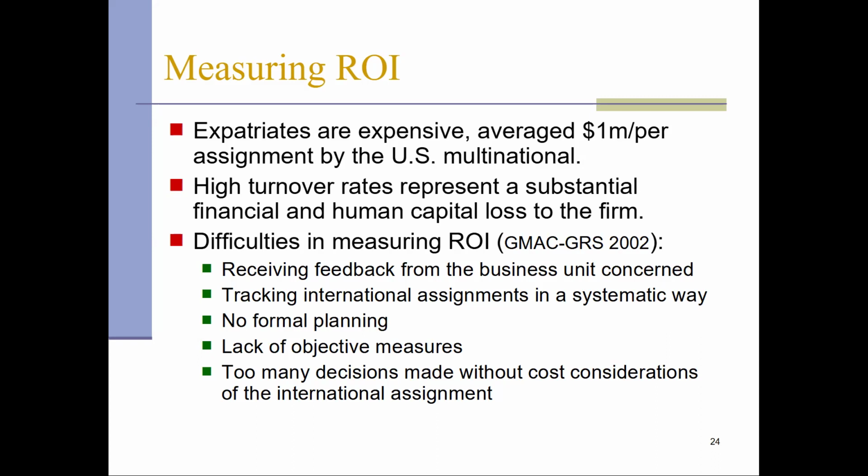Turnover rates are expensive, averaging $1 million per assignment for US multinationals. High turnover rates represent a substantial financial and human capital loss to the firm. Turnover, employee turnover, as I have mentioned before. If that repatriate doesn't have a good position after his repatriation, his salary and benefits are reduced, and his spouse has no good place to live, no good place to work, and everything, definitely they would like to move out from your organization to another organization. That is what we call turnover. Sometimes after a 1 year period, sometimes within 6 months, they move out from your organization to another organization. Definitely that will create some financial and human capital loss.